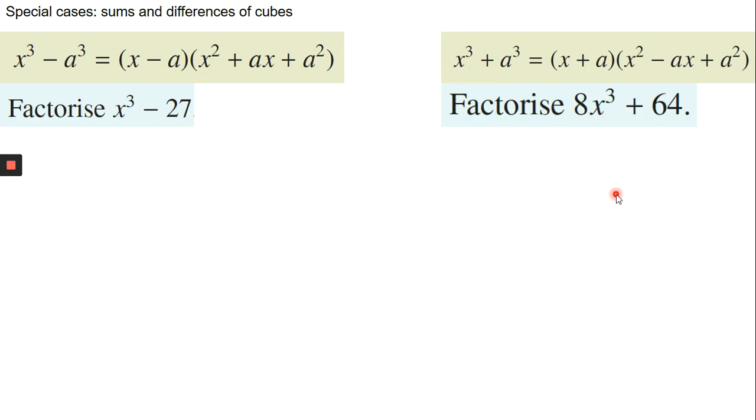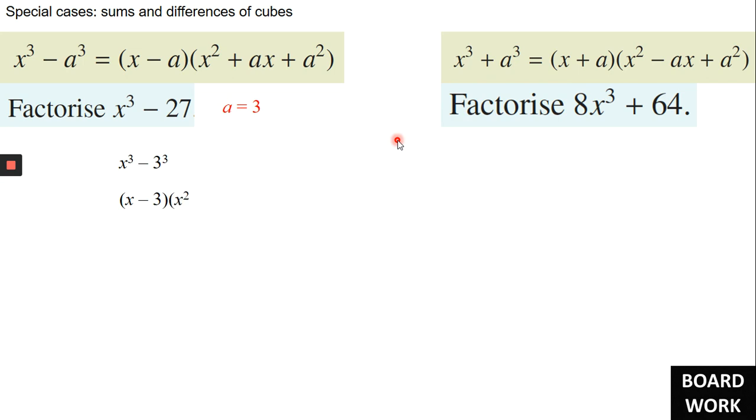Let's have a look at some examples. So it's more board work. So the first one, if we just write it as x cubed, and 27 is 3 cubed. Kind of got to know these things. Now we know that a is 3. So once we've put both into cubes, we can see that a is 3. So now basically I'm just going to use this formula and substitute in 3 for a. So it's x minus 3, x squared plus 3x, 3 squared is 9. Easy.